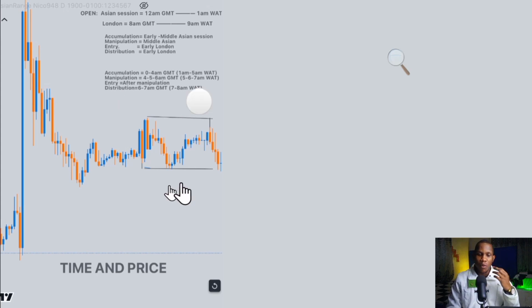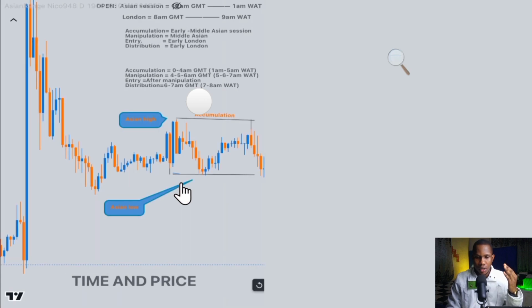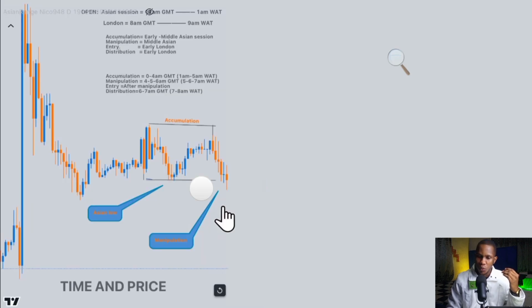So can you see that what you have to do in the morning when you wake up is find your Asian accumulation, which is from 1 a.m. to 5 a.m. So I'll mark out my Asian high and my Asian low, which is the accumulation. What I'll wait for is around 6 to 7. I'll wait for my manipulation right here, which will take out these lows for me.